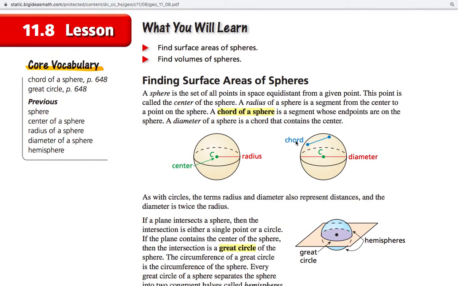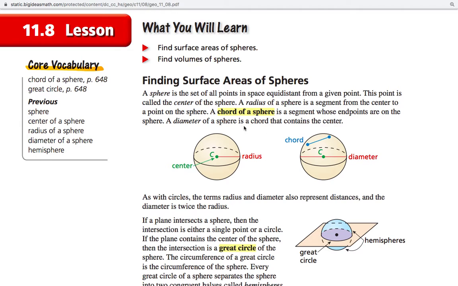All right, guys, 11.8 is what we're looking at here. This is the last section of the book. We made it. Well, almost. We got to finish this section first. This one's talking about spheres, so three-dimensional circles. We got some vocab going on, and then we get into surface area and volume of the spheres. So that is what 11.8 is on.